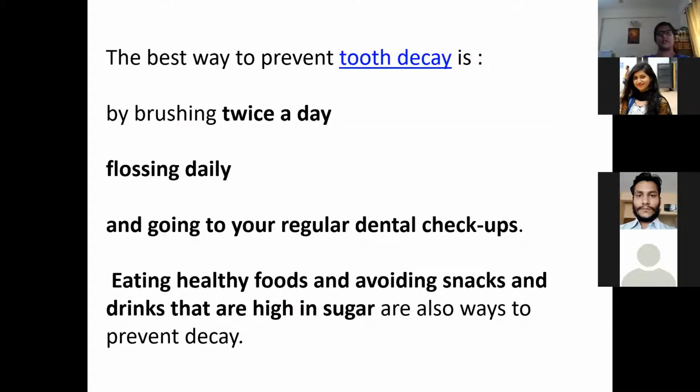So what are the ways you can prevent tooth decay? By brushing twice a day, flossing daily, and going for regular dental checkups. Eating healthy foods and avoiding snacks and drinks that are high in sugar are also ways to prevent tooth decay. These are some of the ways in which you can prevent tooth decay.